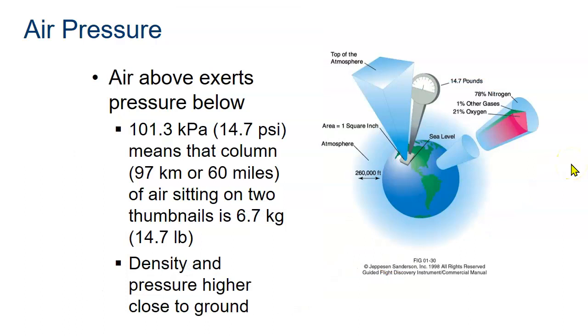So this diagram is kind of showing the idea of how air has weight. So if you put your two thumbnails next to each other in front of you and look at that area of your two thumbnails together, there are over 14 pounds of air on top of those thumbs. That's the pressure. So one of the things you'll see here is this 101.3 kilopascals or 14.7 psi. That is going to be what we refer to as standard pressure. So that's the idea. Look at your thumbnails. There's almost 15 pounds of air resting on those two thumbnails.